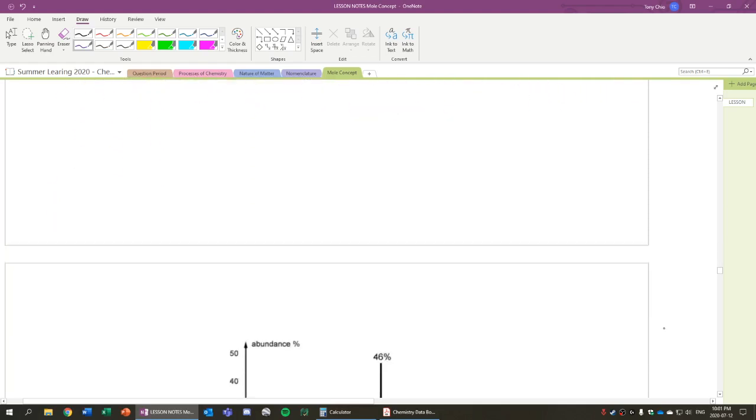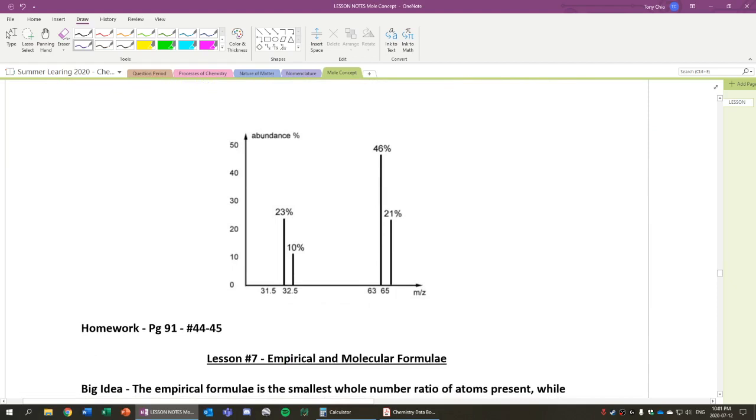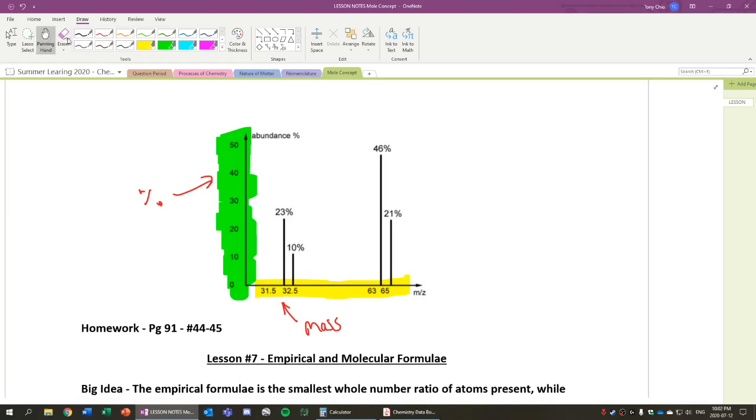So what you're going to notice is, if you flip the page over in your notes, you're going to see a graph. And this is what the graph will usually show if you run something through a mass spectrometer. Down here, these are the masses. Over here on the y-axis, these are percentages. And what it's telling me is that something with a molar mass of 31.5 has 23% abundance. Something with 32.5 molar mass has 10% abundance. Something with 63 has 46% abundance. And something with 65 molar mass has 21% abundance. And that means this might point towards a specific chemical.